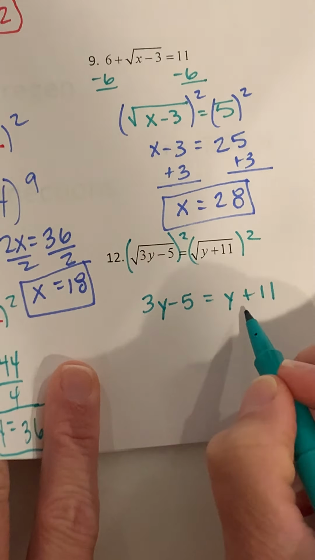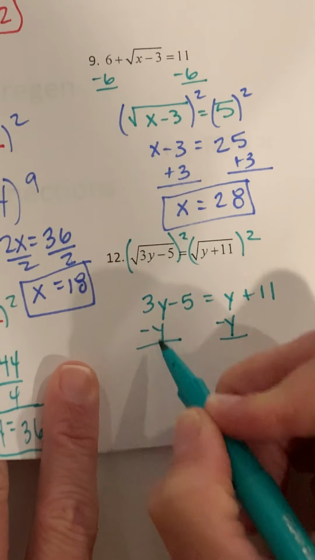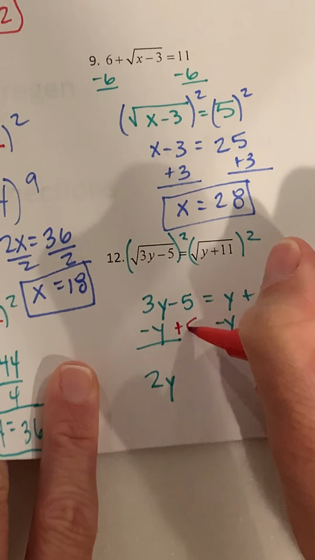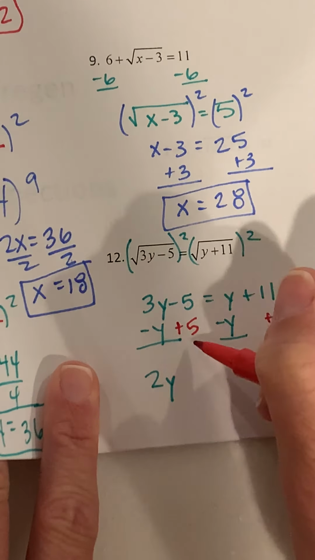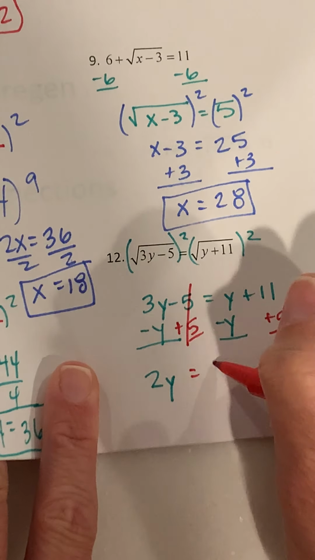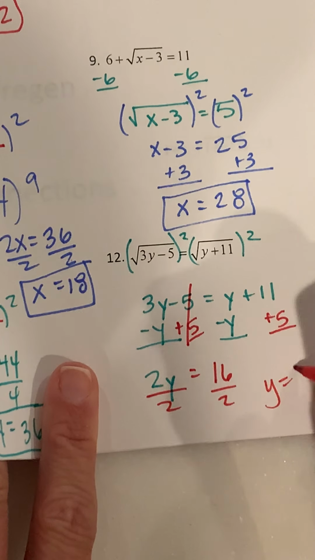Good. And I'm going to do my y's first. I'm going to minus the y. 3y minus y is 2y. Then I'm going to add my 5. That is 11 plus 5 is 16. And then I divide by 2. I get y is 8.